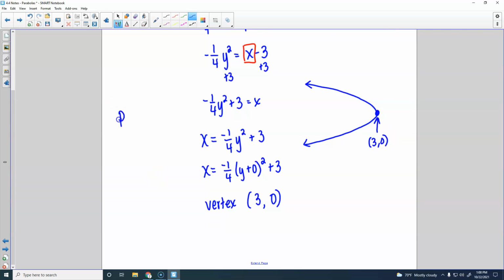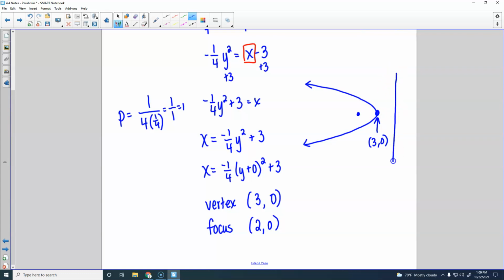We still got to do our p. So p is 1/4 times a. You can kind of ignore the sign on the a because we're going to worry about that whenever we do left or right. So just use like absolute value of a is fine. So what is 4 times 1/4? 1. So this is just 1. So this time our p value is 1. So for the focus, we need to go to the left 1. So we'll have 2, 0. We'll just subtract 1 from that x coordinate.